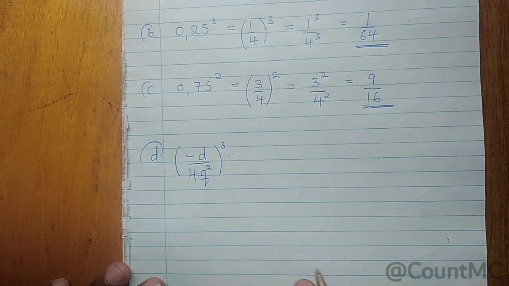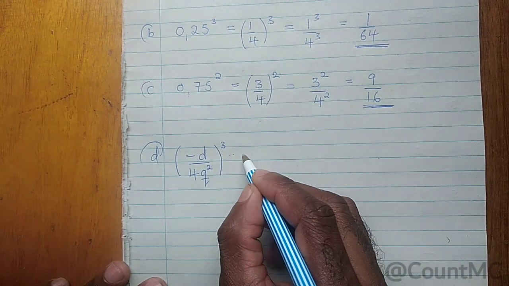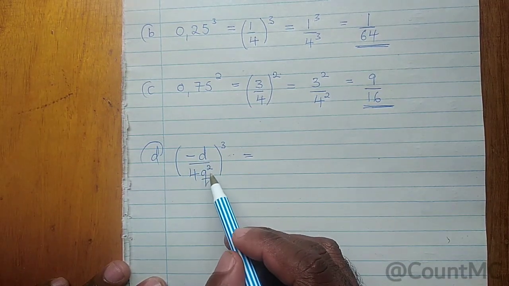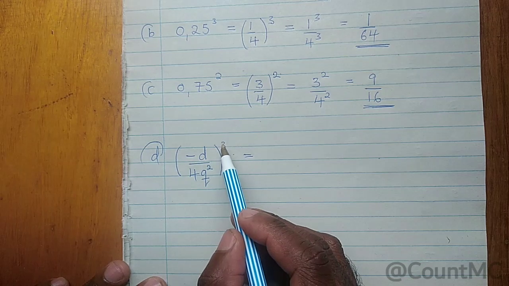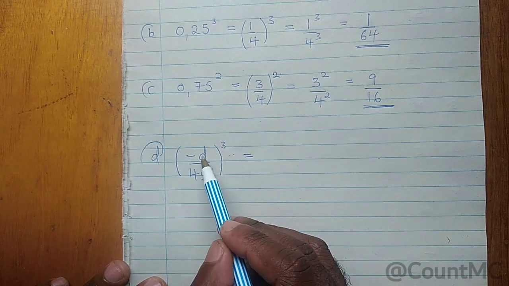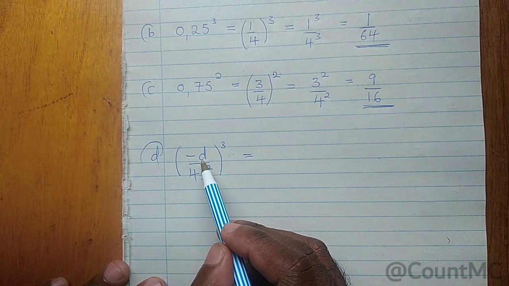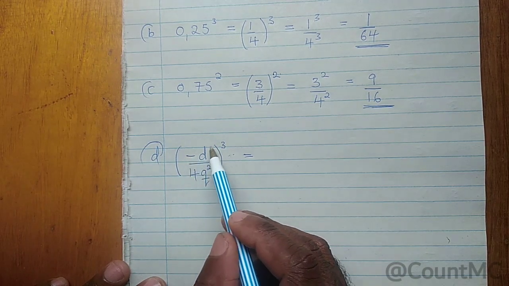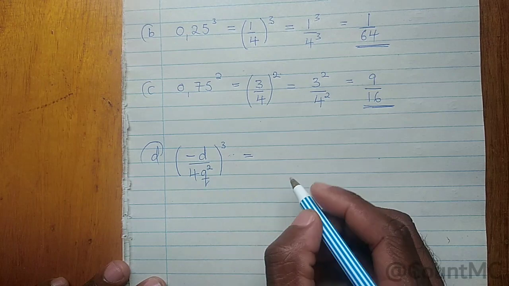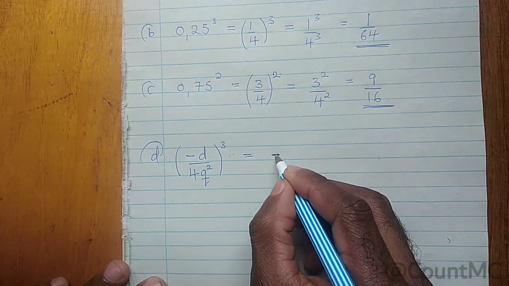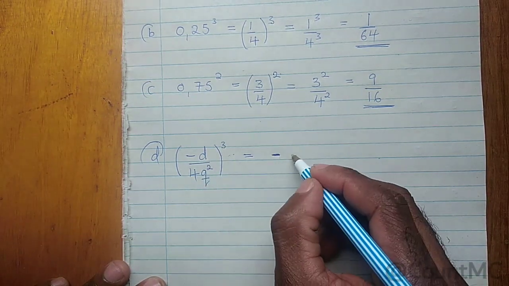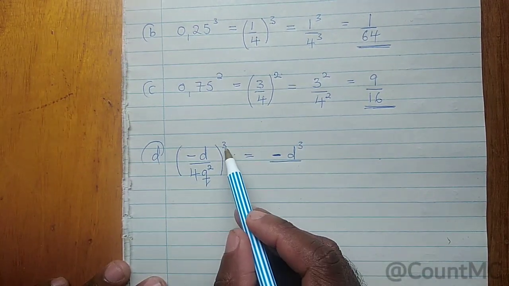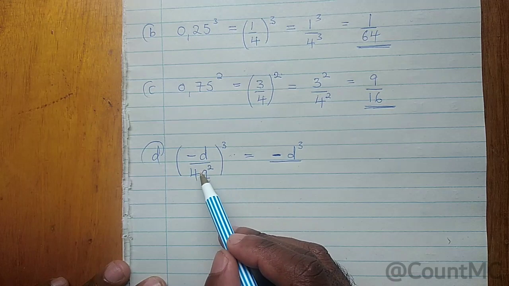Let's finish up with this one. If you remember, the 3 will distribute to everything inside. So on the numerator, it will distribute on the negative and it will distribute on d. On the negative, if you remember, you just count how many negatives you have. We've got 3, that's odd. So this will be a negative. Then d to the power 3 divided by, this will be 4 to the power 3.